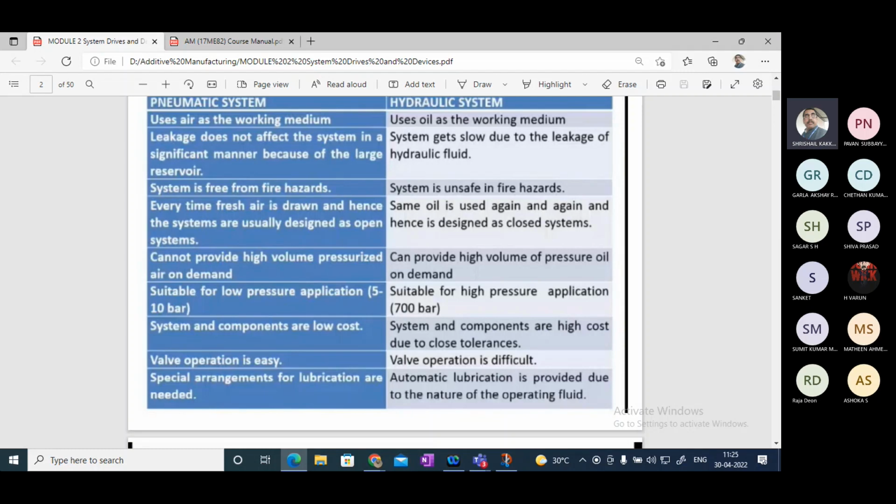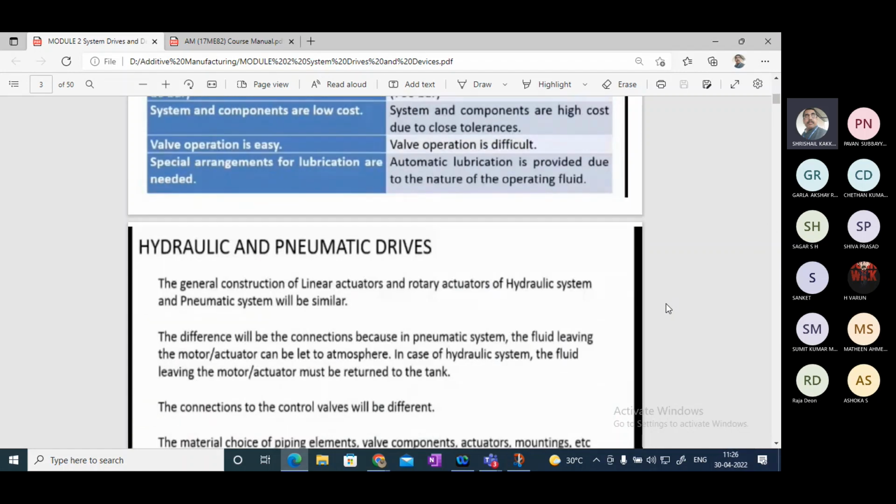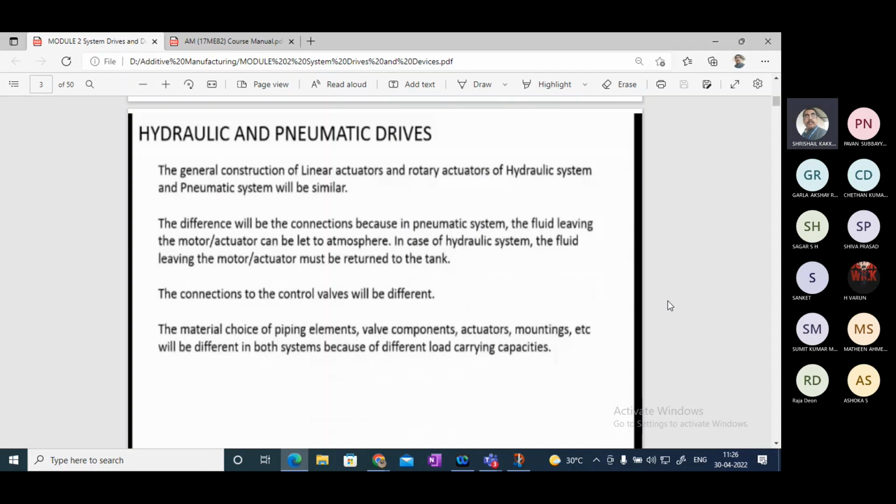Here a special arrangement has to be made for lubrication. As I told you, in the circuitry at every 20 feet there will be a water separator and an oil filler. The compressed air is made to flow through this oil, and droplets of oil are carried along with the pneumatic air. But in the hydraulic system, the hydraulic oil working medium itself is a lubricant. It is not required to have additional lubricant at all. These are some of the differences, and we will look into additional differences in hydraulic and pneumatic drives.